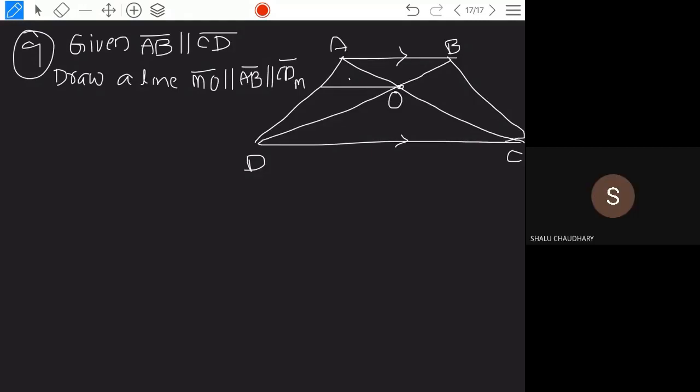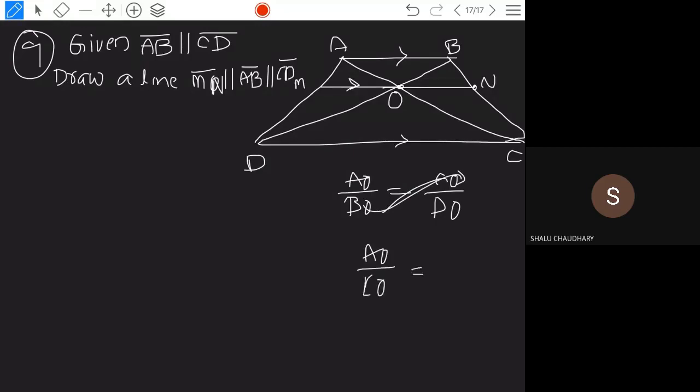Hello. Yes, sir. And you can extend this to another point N. So instead of writing MO, you write MN, which is parallel. We are doing a little extra construction. Analyze the problem: what do we need to prove? We need to prove that AO by BO is equal to CO by DO. This we will not get directly. Take CO to this side and BO to the other side. So what do you get? AO by CO is equal to BO by DO. This is possible for us to prove, isn't it?